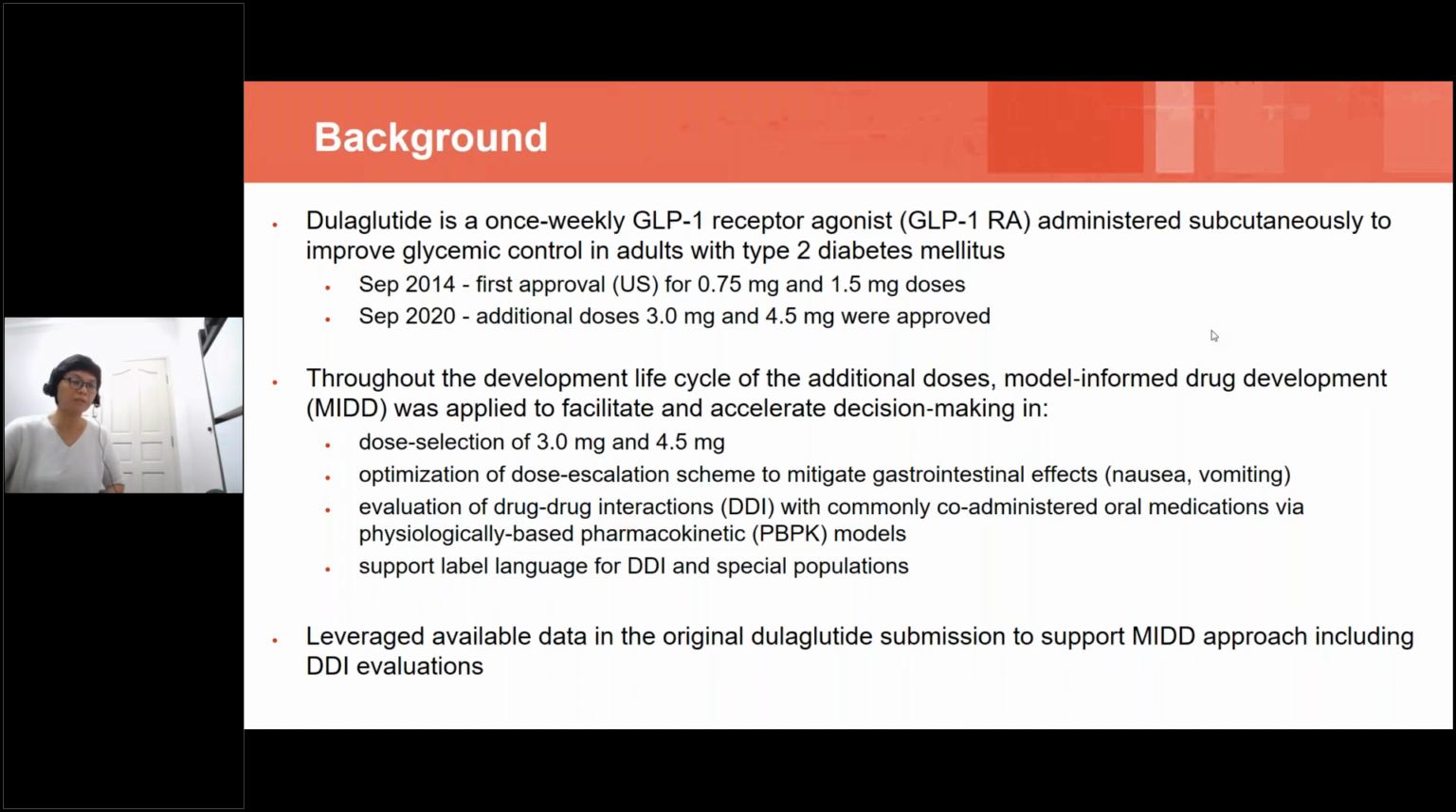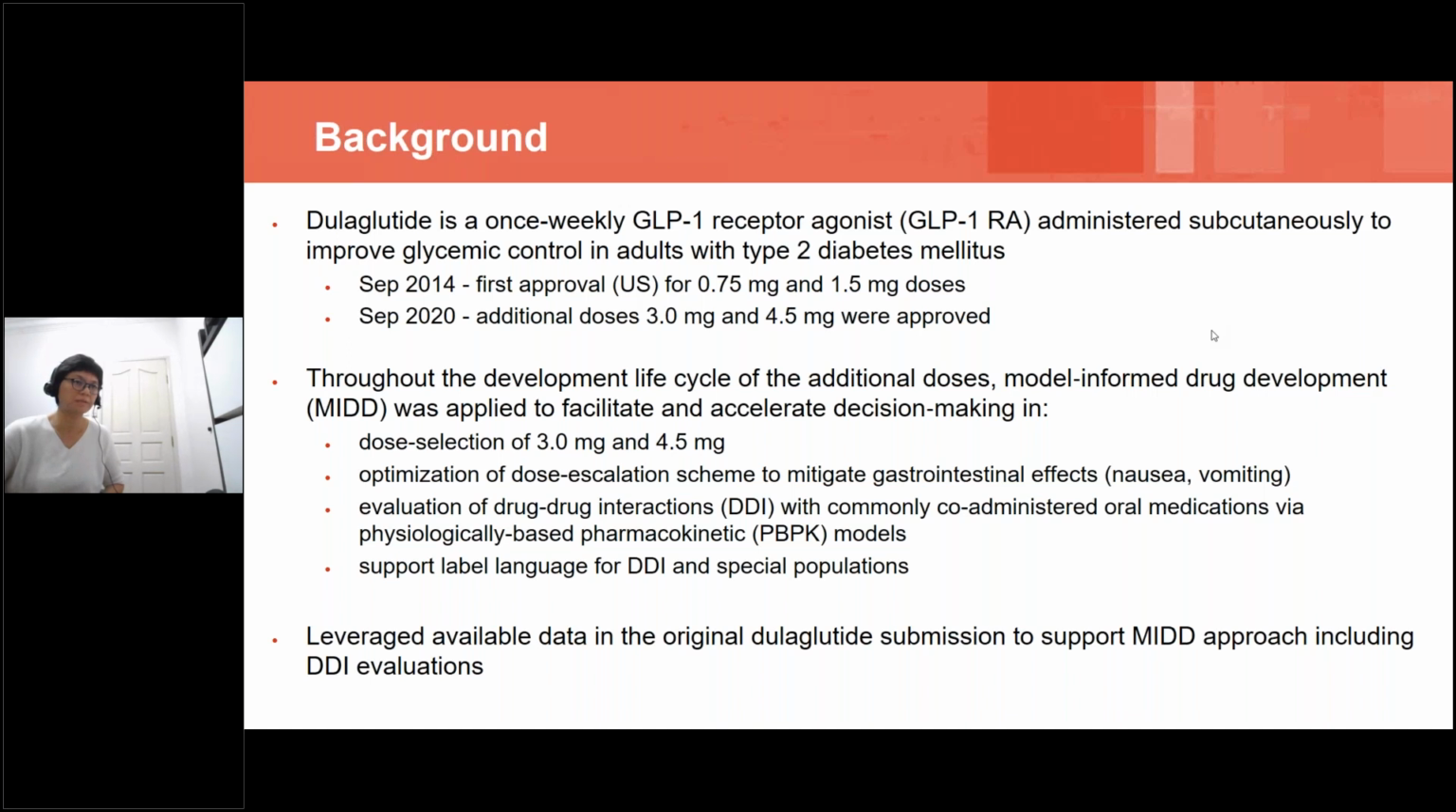But throughout the development life cycle of these additional doses of dulaglutide, we took a model-informed drug development approach to help us answer a lot of questions, actually. And these models were applied to facilitate and accelerate the decision-making in terms of picking the 2 doses itself, 3 and 4.5 milligrams.